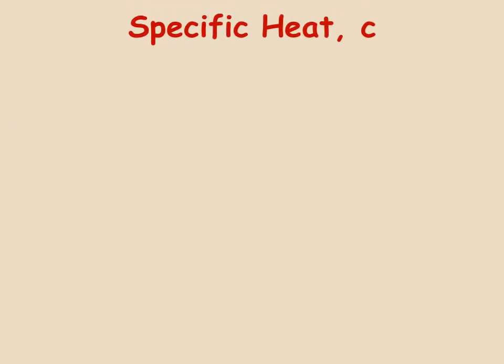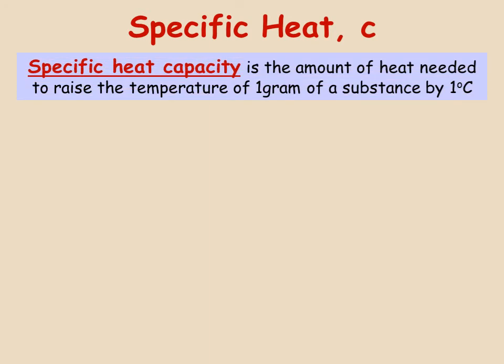Children, we have seen about the specific heat in the previous slide, right? Now we are going to learn about specific heat capacity. It is the amount of heat needed to raise the temperature of 1 gram of substance by 1 degree Celsius. That means if you want to raise the temperature of any 1 gram of substance by 1 degree Celsius, how much amount of heat is needed? That is what gives you the specific heat capacity.